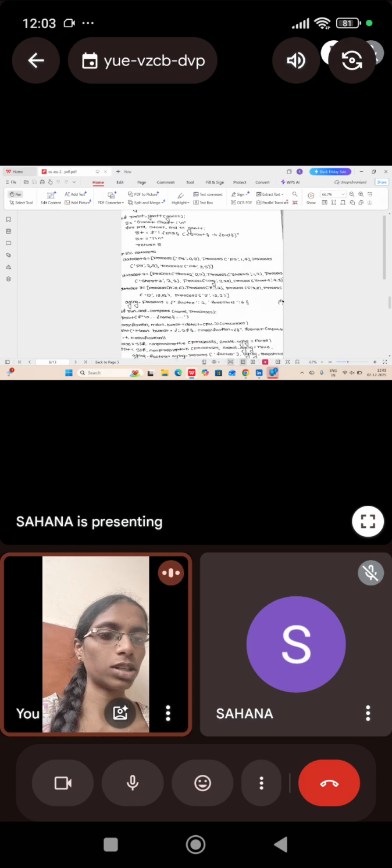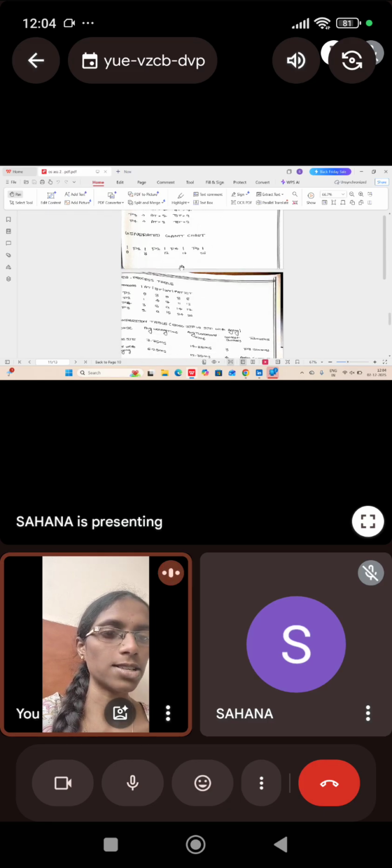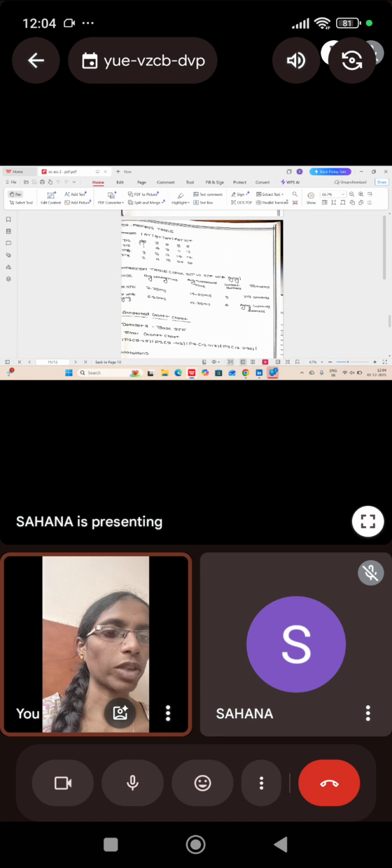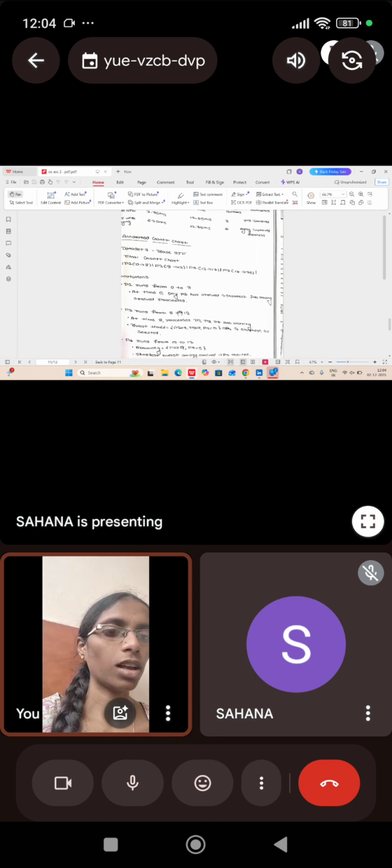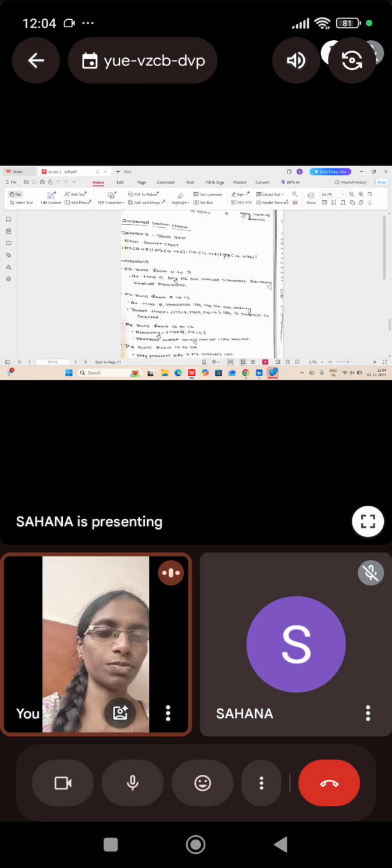We get the output as follows. First we give the input: enter the number of processes, 4, and enter the arrival time and burst time. We have given the arrival times and burst times, and it generated the Gantt chart, the process table, and also a comparison table.